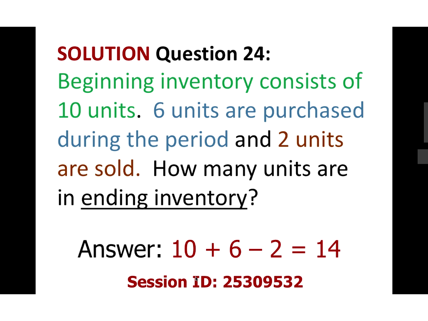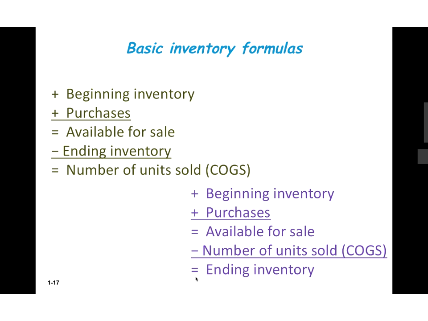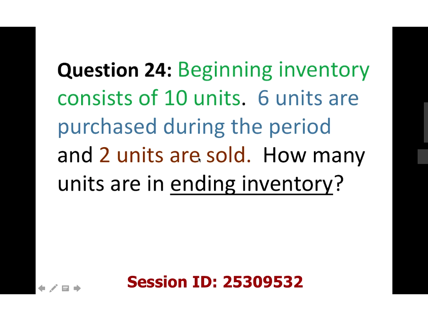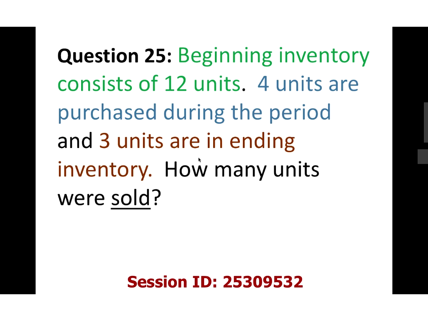Now, let's do one more. Applying that same set of formulas, this time we're going to solve for the number of units sold. So we're solving for the top part here, using the top formula. Next question. Beginning inventory consists of 12 units. 4 units are purchased during the period, and 3 units are in ending inventory. How many units were sold?